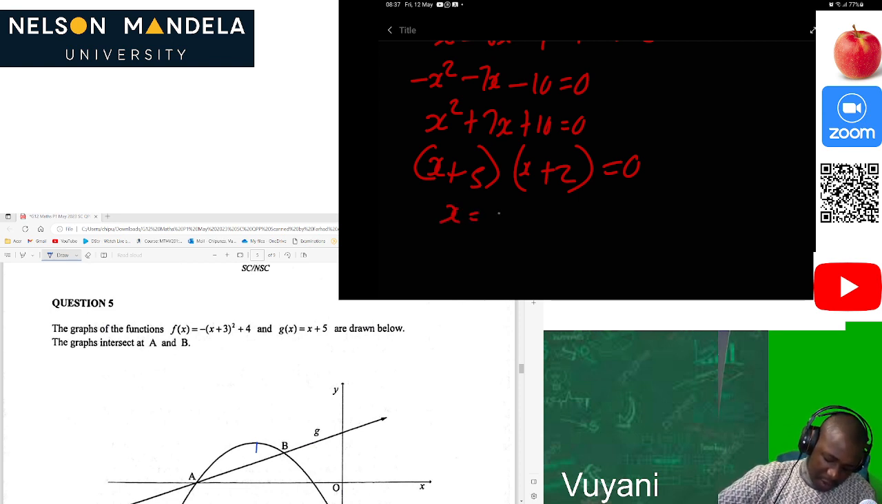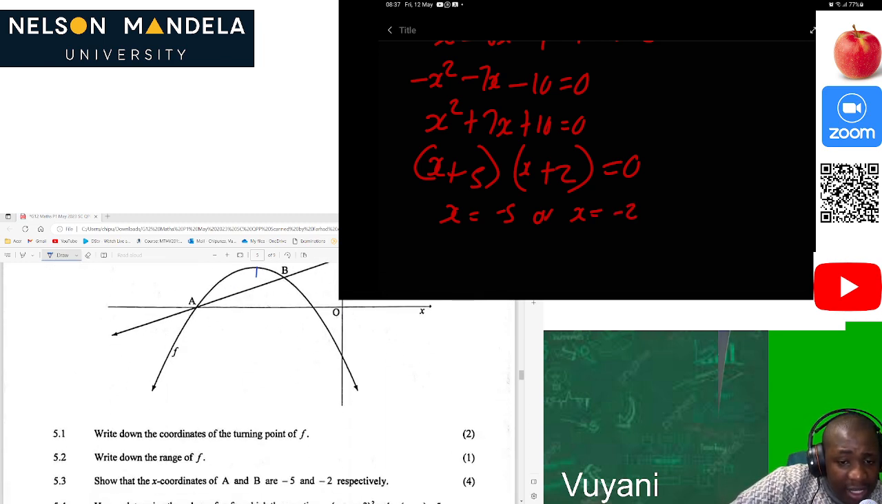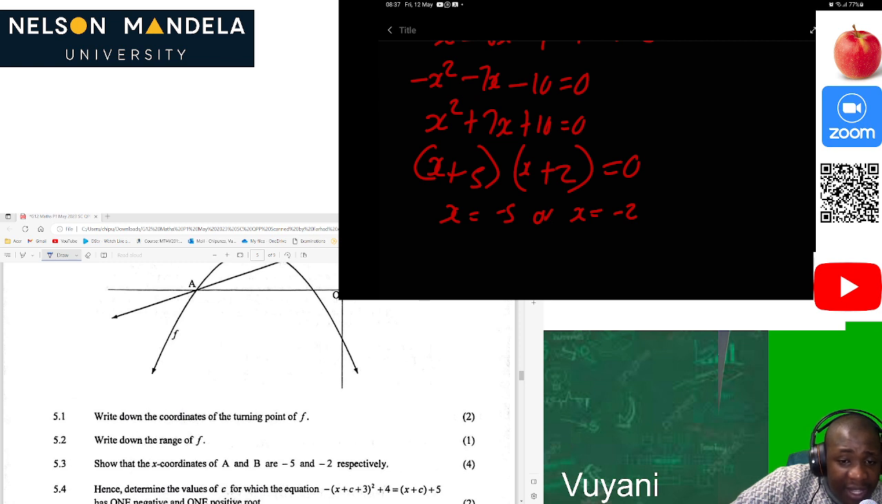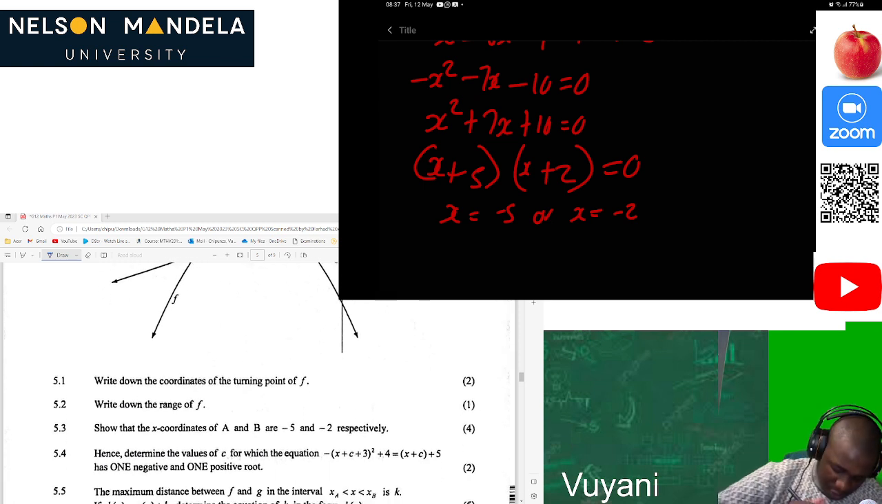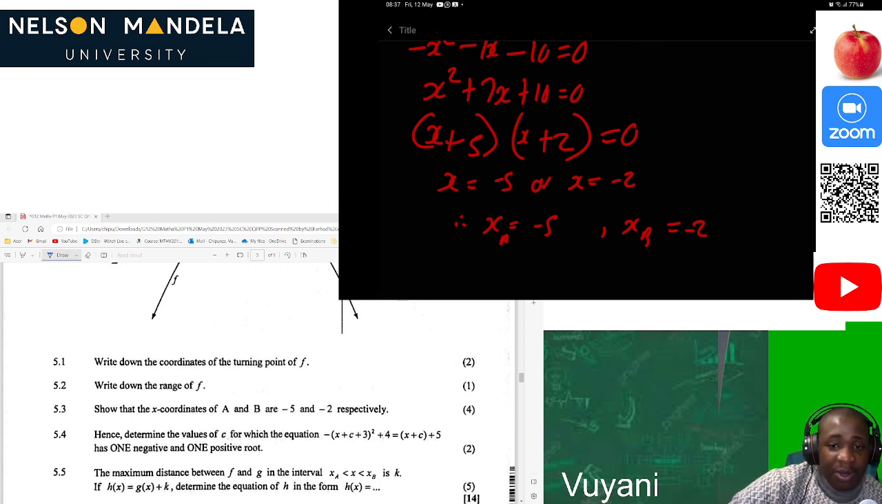So x will be equal to negative 5, or x is equal to negative 2, which basically they have already asked us to prove that this one is negative 5 and 2. So you can even say that x is equal to negative 5, this is xa, then the other one xb is equal to negative 2. After that, we are happy. If you are happy, solve this maths. Okay, great.